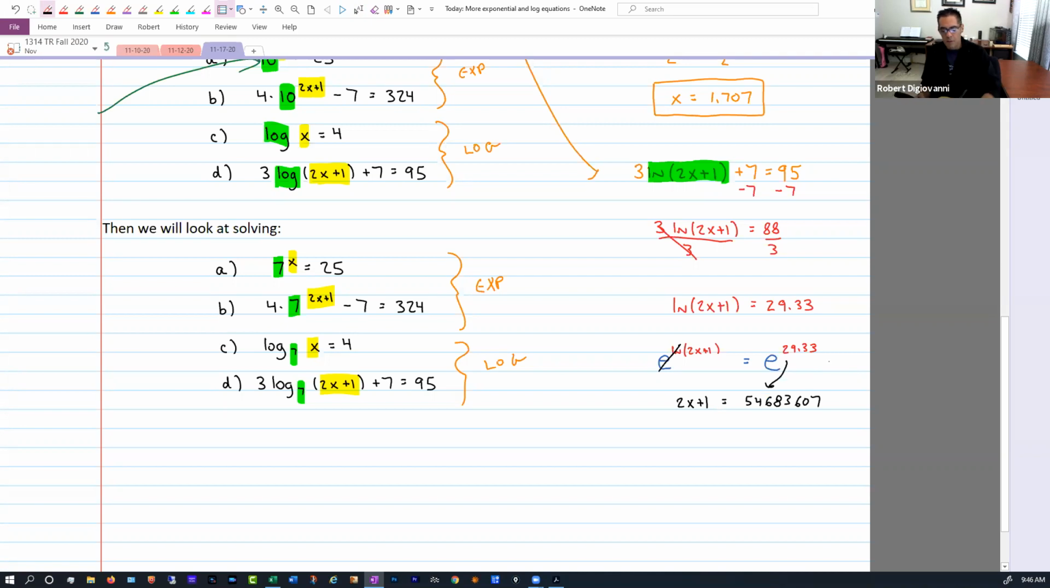Now, this is a linear equation. Subtract 1 on both sides. Once you do that, you divide by 2. Does that make sense? I'm not going to finish that off. Once you're to the linear equation, you should be able to solve that.